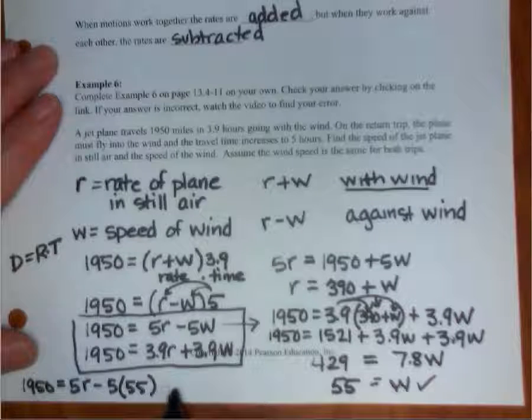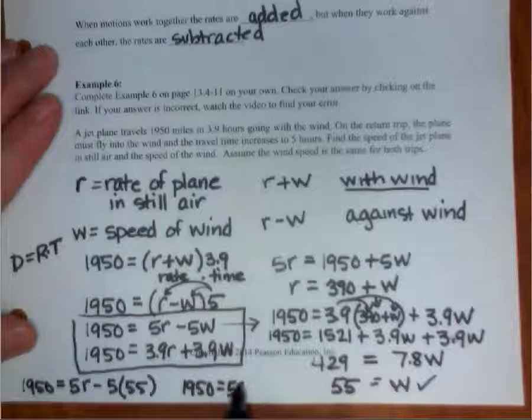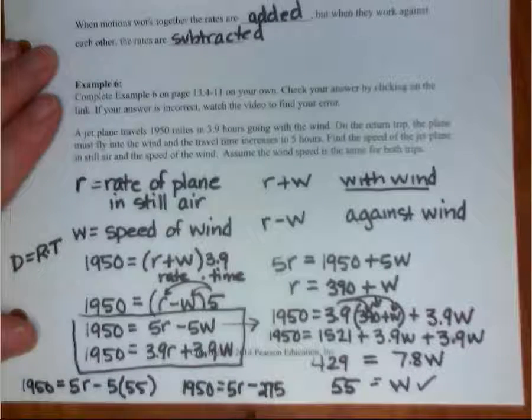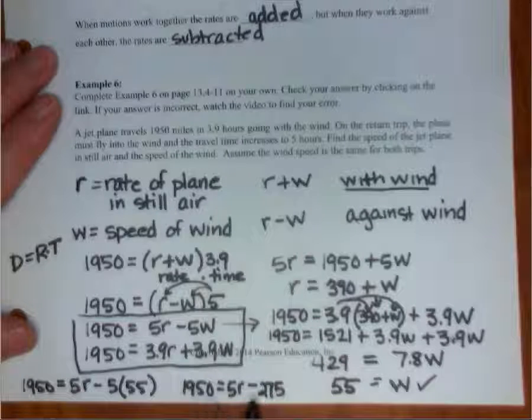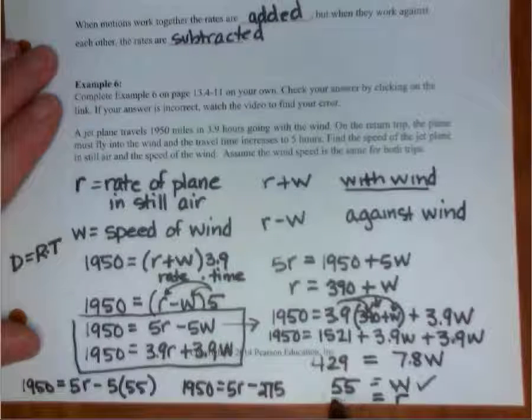So 1950 equals 5R minus 275. And I'm going to have to stop there because I've run out of room, but you add 275 to both sides, divide by 5 to solve for R, and you should get R equals 445.